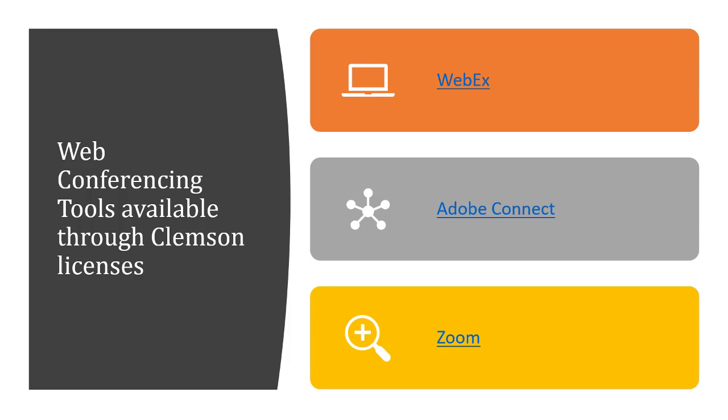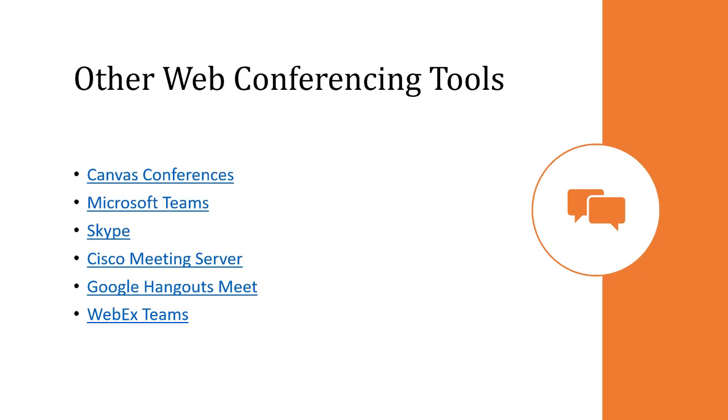There are currently 3 web conferencing tools available through Clemson's licenses. The tools we recommend for online classes include WebEx, Adobe Connect, and Zoom. There are other tools that can be used for web conferencing, but they are not necessarily supported by your IT groups on campus or recommended for online classes. Other tools that we are aware of that are being used on campus include Canvas Conferences, Microsoft Teams, Skype, Cisco Meeting Server, Google Hangouts Meet, and WebEx Teams.